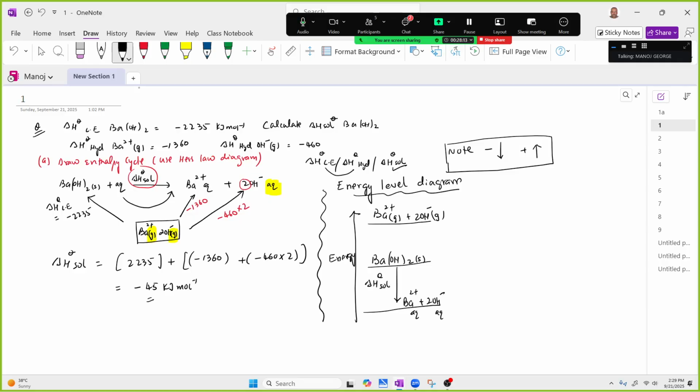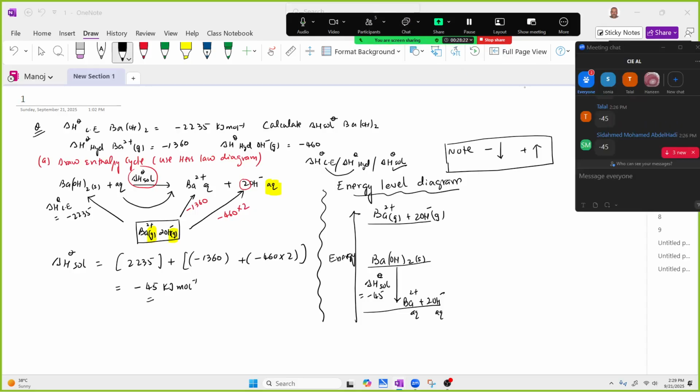Do you understand why it is going down this way? Because it is negative, correct? It's negative 45, yes or no? That means it has to come down. Makes sense? Give me yes or no.